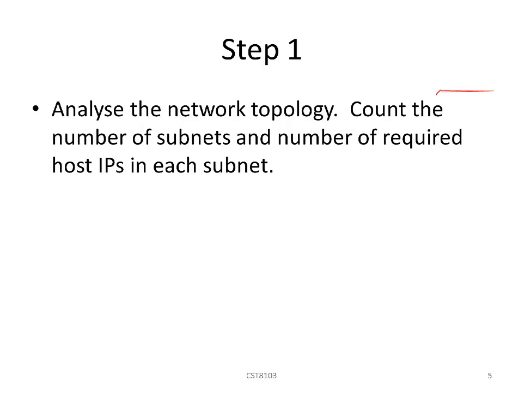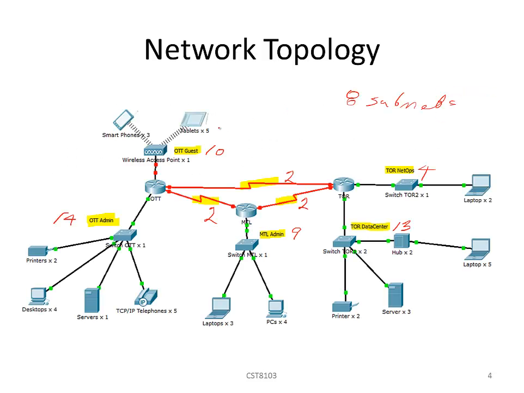Our very first step before we can begin subnetting is to analyze the network topology, count the number of subnets and number of required hosts in each subnet. Here is our topology, showing exactly 8 subnets. The Ottawa guest, Ottawa admin, we have 3 WANs, each requiring 2 IPs, the Montreal admin, Toronto, and Toronto Net Ops, Toronto Data Center.